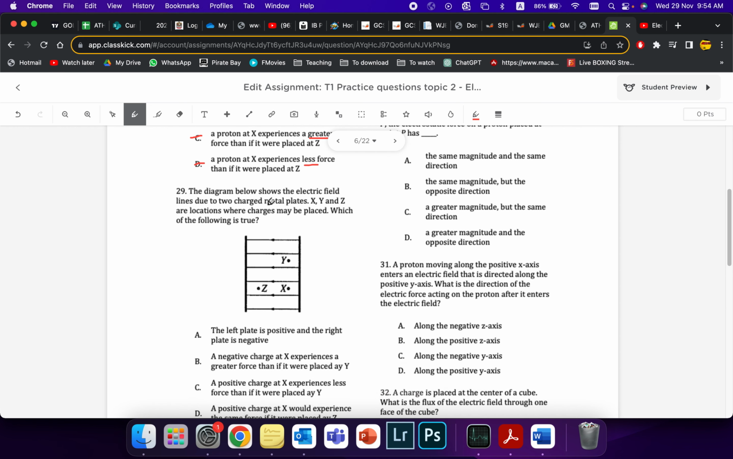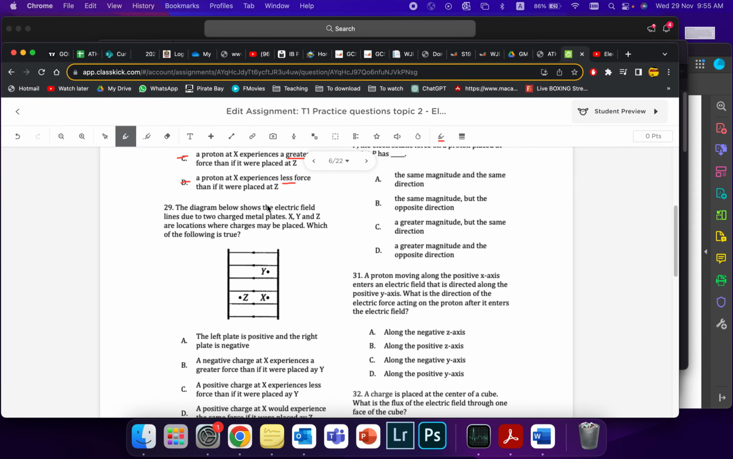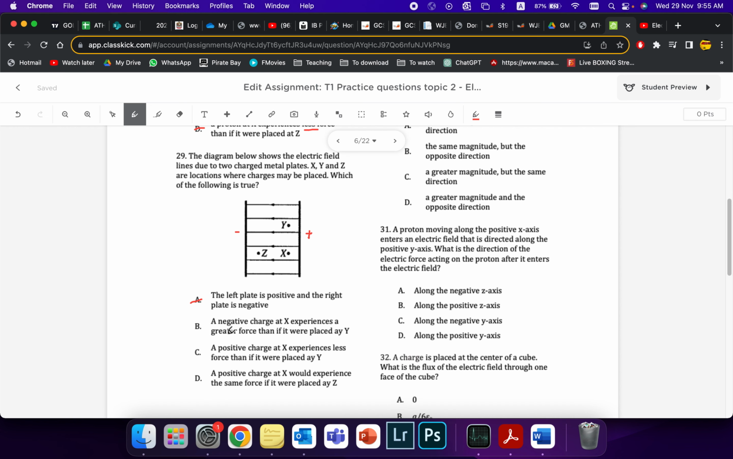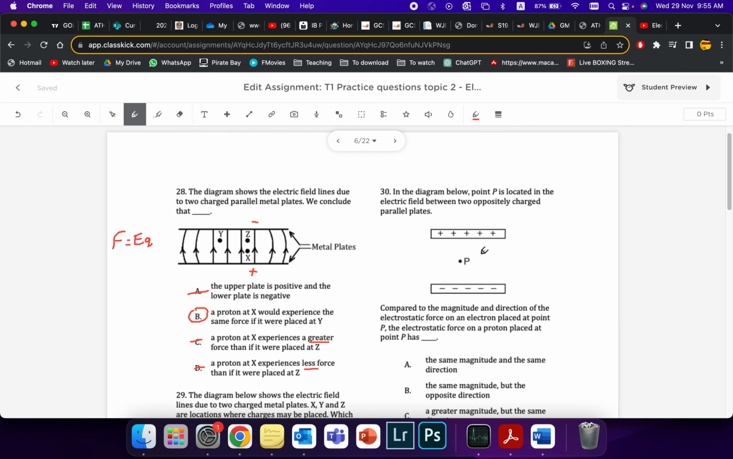This next question, similar idea, pretty much the same thing, right enough. All we've got now is that we have it going from the positive to the negative like this, automatically ruling out this one. A greater force, wrong. Less force, wrong. Same force, correct. Uniform, same force.